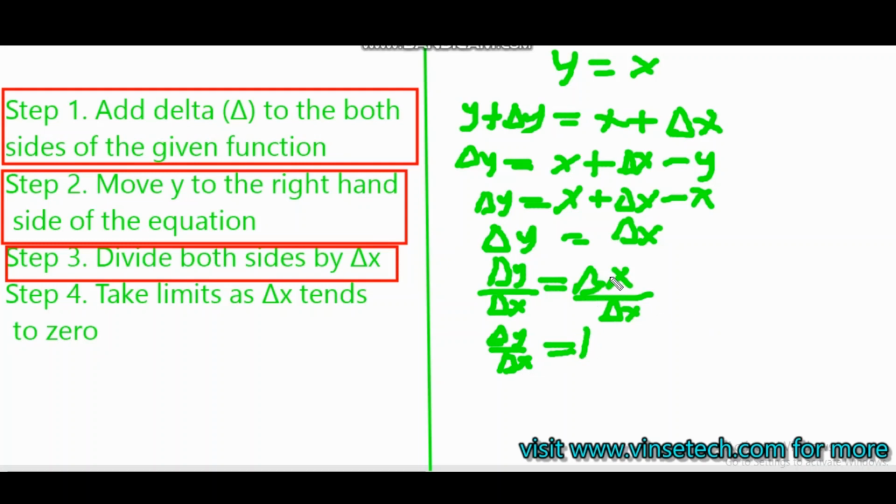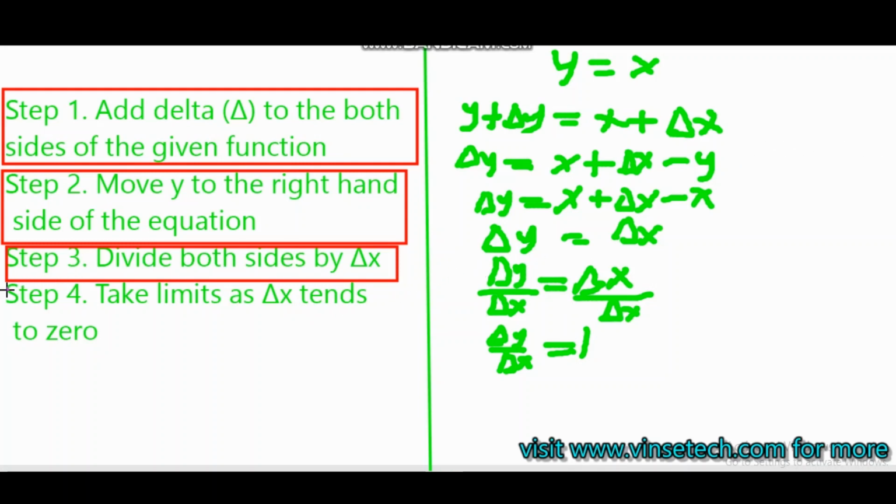You see from here, this change in x and this one are the same. Look at the cursor. The two change in x will cancel out. Change in x divided by change in x. That's how we arrived at 1. So the next step now, we take the limits as delta x tends to 0.